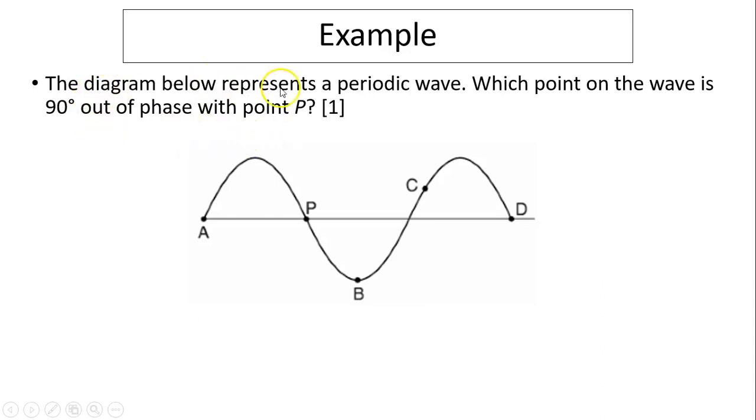Another example. The diagram below represents a periodic wave. Which point is 90 degrees out of phase? So we already know the whole wave is 360 degrees. Half a wave is 180 degrees. 90 degrees is a quarter of the wave. So a quarter from point P is B. So that is the point.